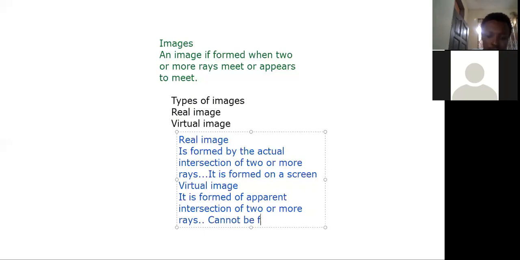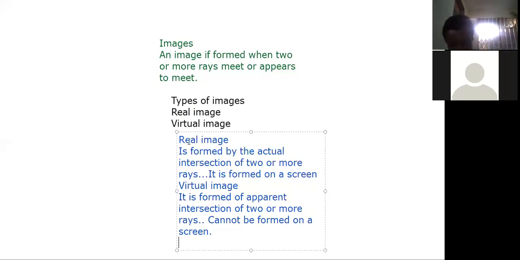Not be formed on a screen. This one cannot be formed on a screen. So virtual images are images that normally are represented by dotted rays or lines. They are represented by dotted rays or lines. An example is that formed by a plane mirror.